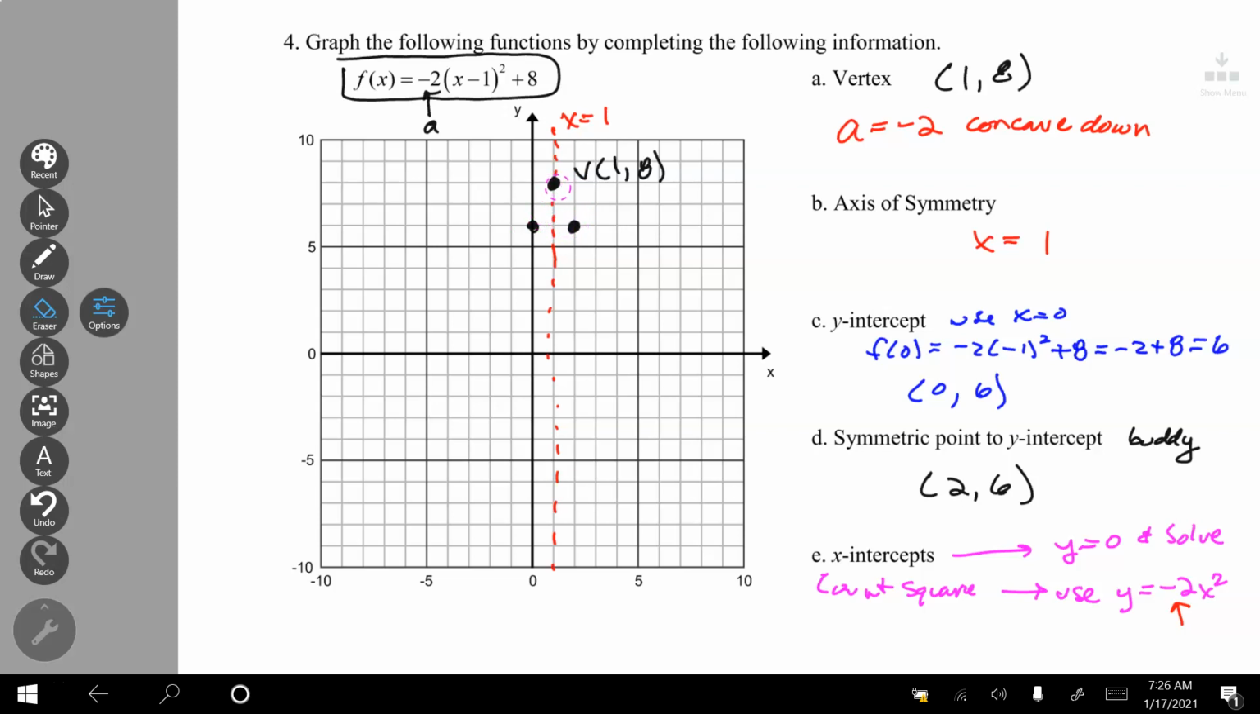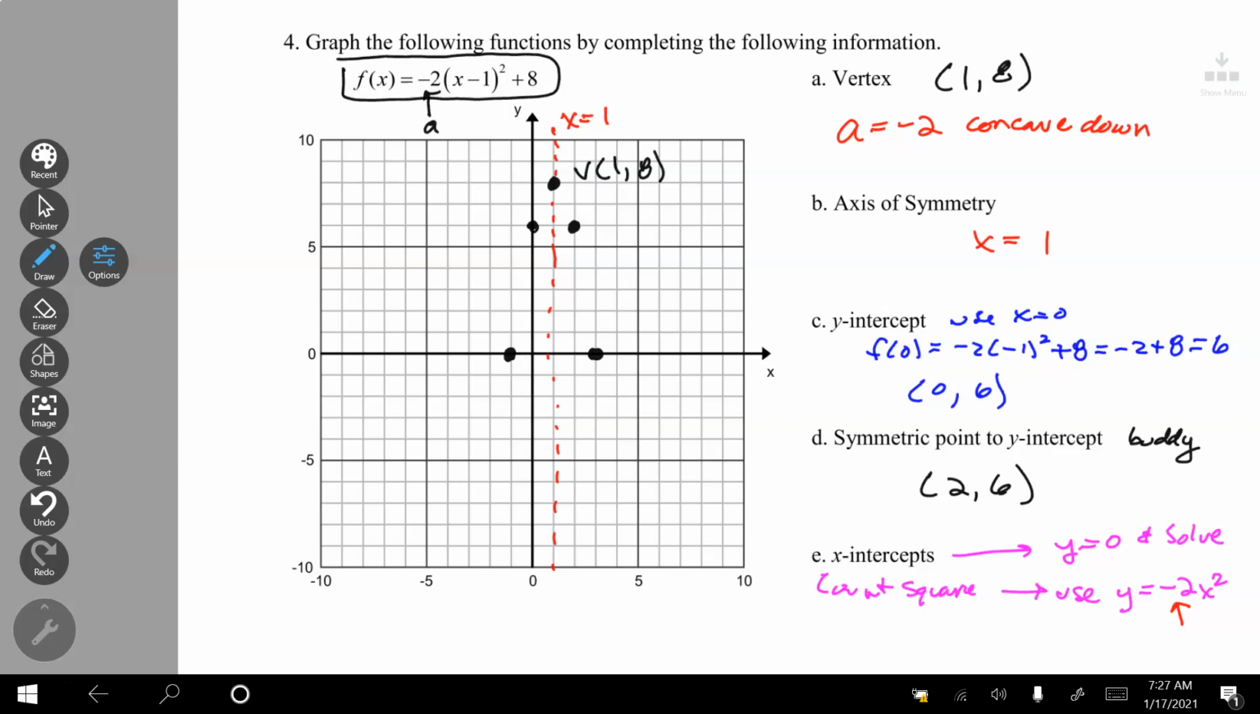I'm going to go back to the vertex. I'm going to go over 2 squares. Doesn't matter left or right. I'll go right. 1, 2. 2 squared is 4. 4 times a value is negative 8, so I'm going to go down 8. 1, 2, 3, 4, 5, 6, 7, 8. I'm going to put a dot right here. And then I notice that this dot is 2 squares away from the axis of symmetry, so I have to draw this buddy dot 2 squares away from the axis of symmetry on the other side. So I have a dot right here.